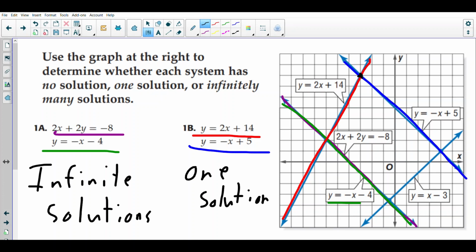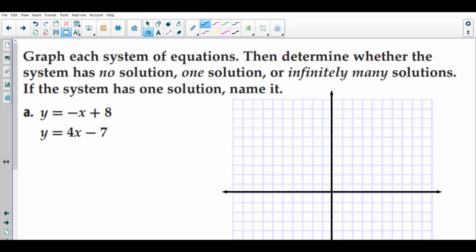Now, what we're going to be doing next is actually graphing our lines and then trying to determine what the actual answer is. If there's one solution, infinite, or none. So, graph each system of equations, then determine no solution, one solution, or infinite. If there is one, we will name it. And that's pretty easy to do. We just have to pinpoint the coordinates.